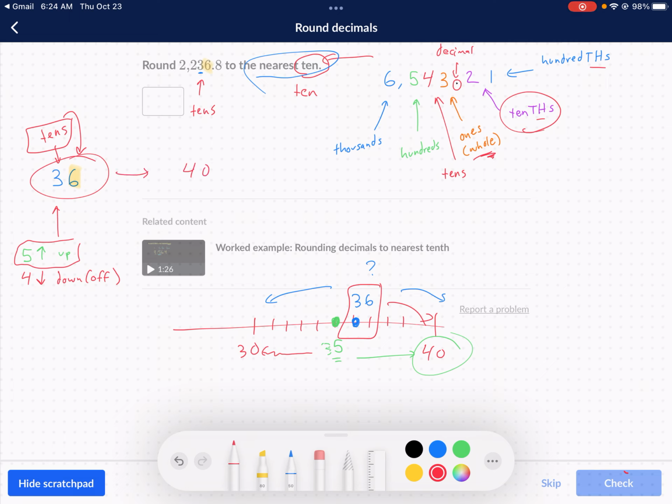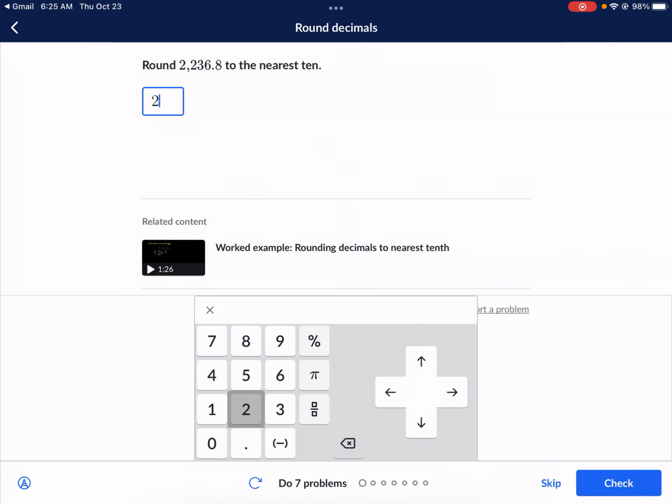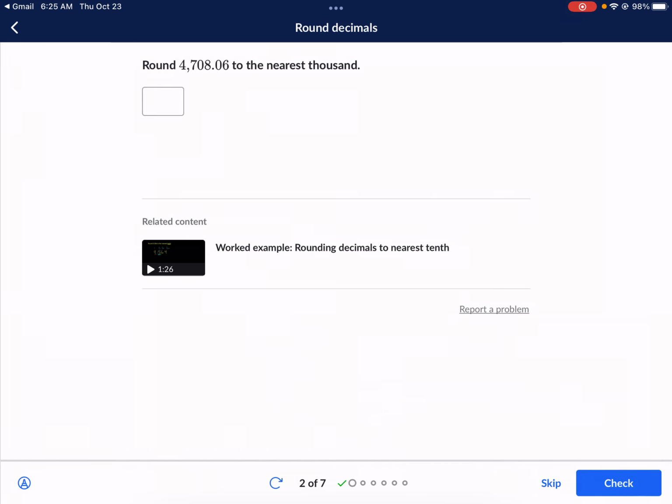Now, obviously, we need to write the numbers around it. So this is the number 2,240. I don't write anything else after that decimal. If I'm rounding to the tens place, I'm going to fill in zeros until I get to that decimal. And then I'm not writing anything after the decimal. That's going to be blank. So my answer is going to be 2,240. I'm going to write that down. 2,240. Okay, let's check it.